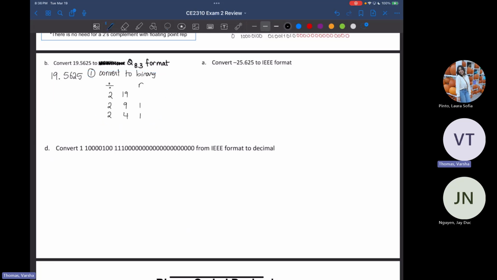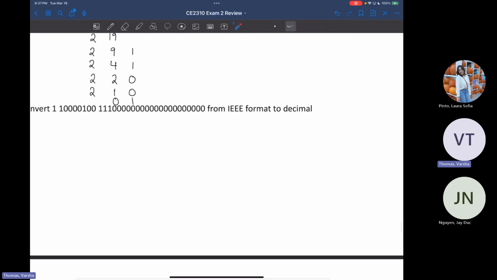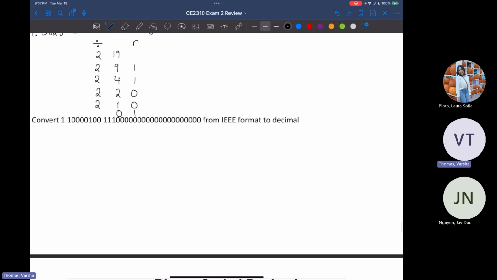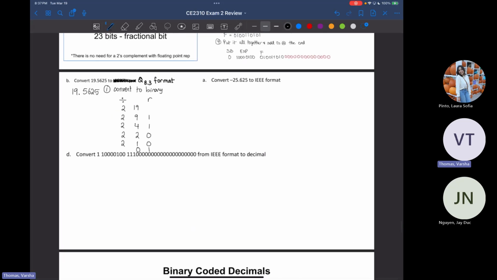Okay, 4 divided by 2 gives you a remainder of 0. 2 divided by 2 is 1, remainder of 0. 1 divided by 2 is 0, remainder 1. So remember I said you keep going until your quotient is 0. That's when you know you can stop dividing.